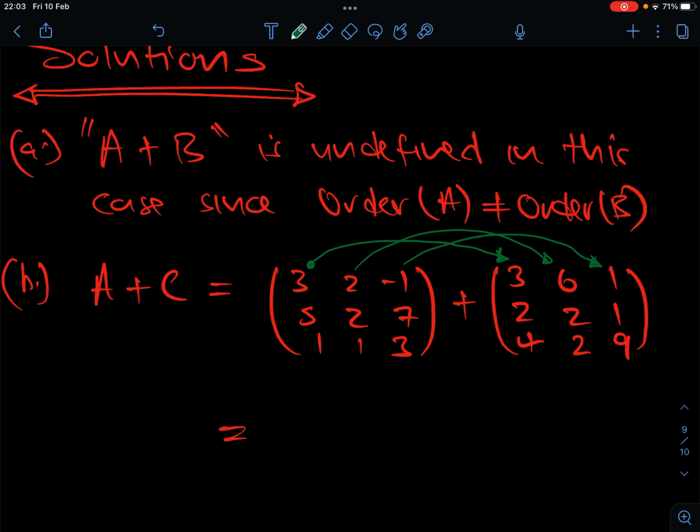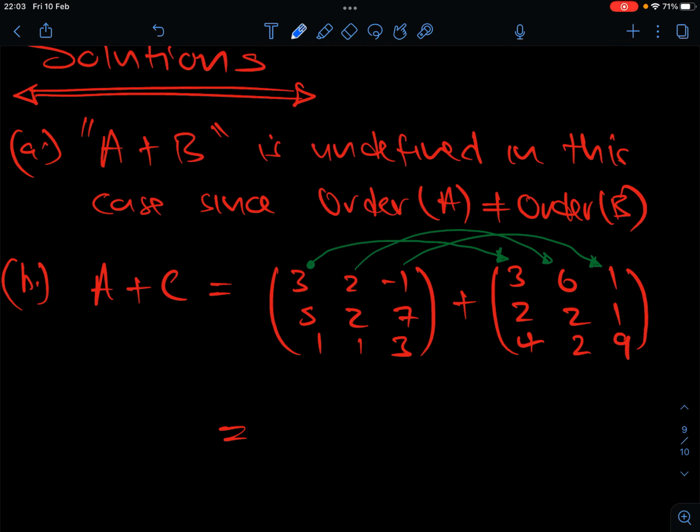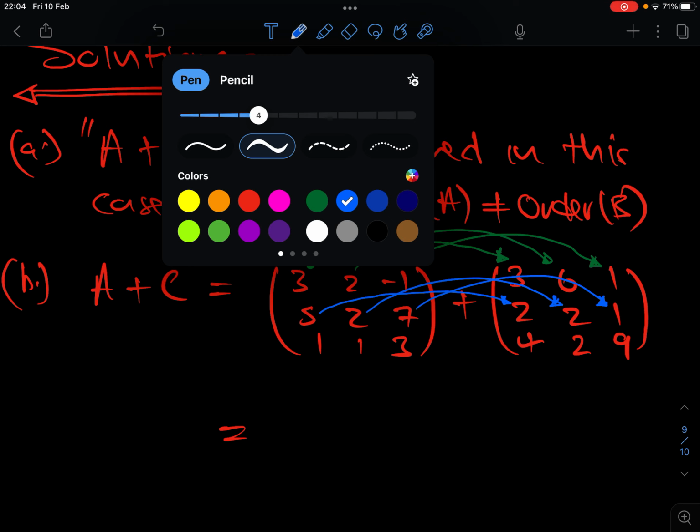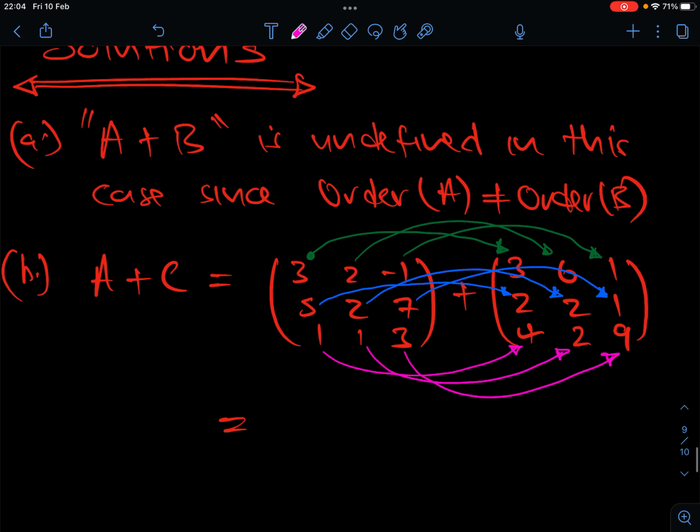Even here, 5 will add to 2, while 2 will add to that 2, and 7 will add to that 1. This is how things work as you perform this. Even here, 1 will add to this 4, and this to that, and that to that. So elements that occupy corresponding positions add to each other. Now seeing how the addition works, what is going to be our result?